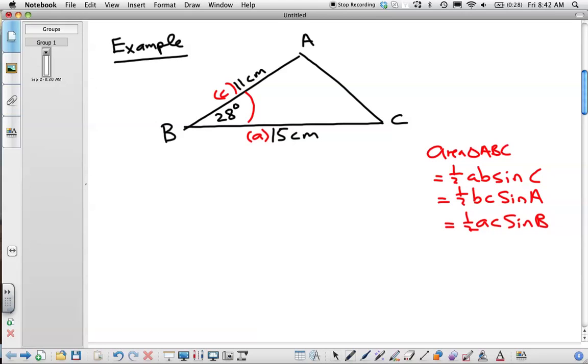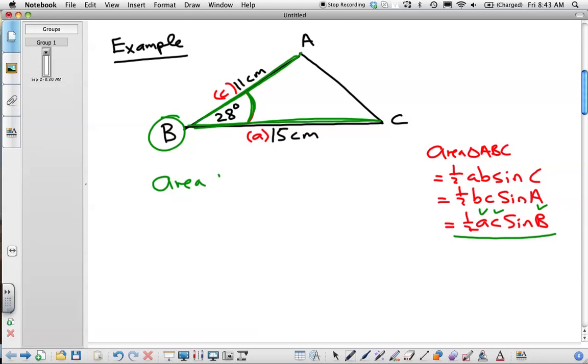What you do notice here is that we've got a side, we've got another side, and we've got the angle in between. So we can actually use it. And because I've got B, I'm going to use this formula over here. I've got the A, I've got the C, and I've got the B. So we can use that. Area of triangle ABC is equal to 1/2 times 11.